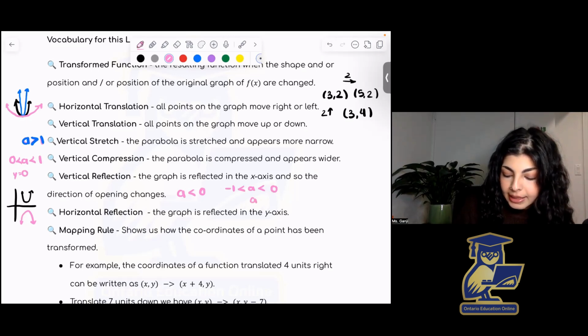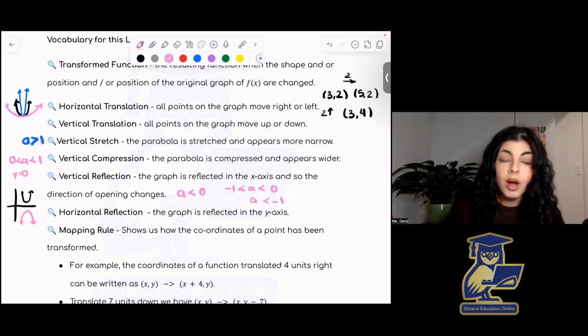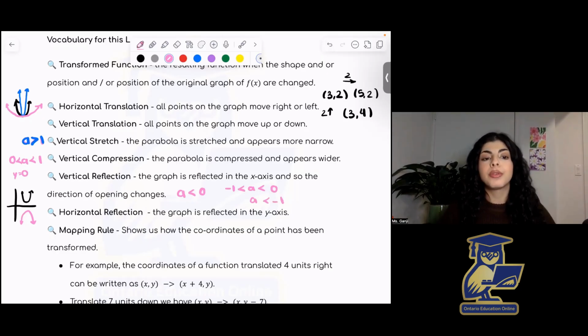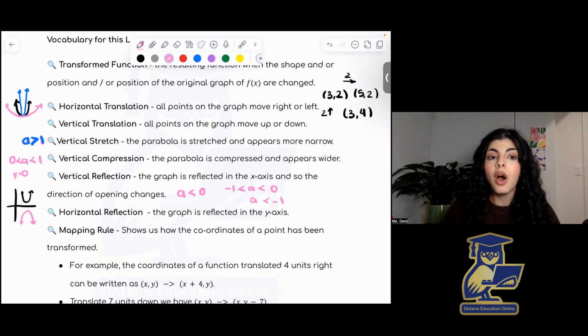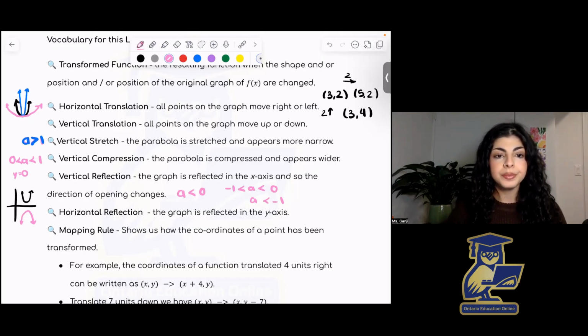And when A is less than -1, then we have a vertical reflection as well as a vertical stretch. And it'll just be in the opposite direction of the parent function. And now we also can look at a horizontal reflection.